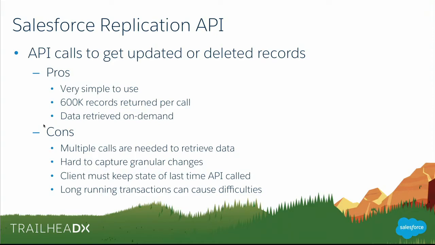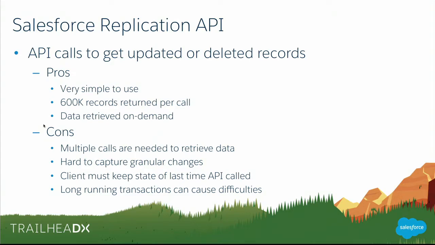We also have a replication API. This is an API that has been around for about 16 years. How many of you have actually heard of the replication API? All right, that's about how many I thought. There's two calls in the replication API, and you have probably heard of these. It's get updated and get deleted. But the idea is to essentially pass in a start time and an end time and have Salesforce give you the IDs back of any record that was updated or deleted in that time frame.